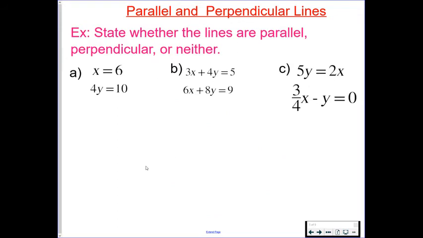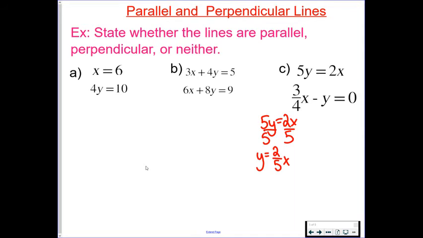Let's go find the last one. 5y equals 2x. So again, I'm going to solve for y. Divide both sides by 5 to get y all by itself. Y equals 2/5 x. Okay, that one's done. Let's go do the next one.